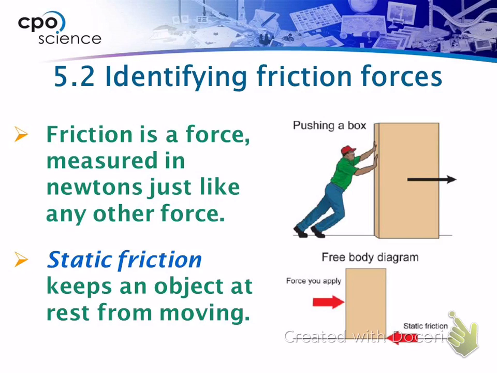Because friction is a force, we're going to measure it in newtons, just like any force. Static friction is that friction that I mentioned that you have to overcome to get an object to start moving. So for example, say you push with 10 newtons to the right, and static friction is 10 newtons to the left. You did not overcome it, and it is not going to move.